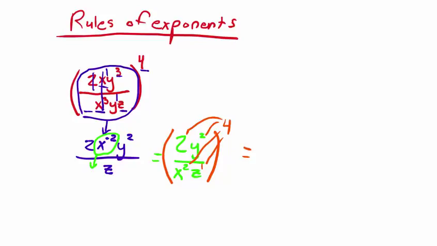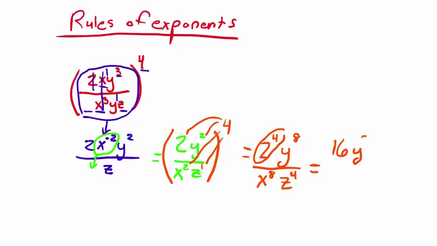So this 4 multiplies by every single exponent. What that becomes is 2 to the 4th, y to the 8th, because we multiply the 2 times the 4, over x to the 8th, z to the 4th. And then there's just one last step because we do know what 2 to the 4th power is. That's 16. So 16 y to the 8th over x to the 8th z to the 4th.